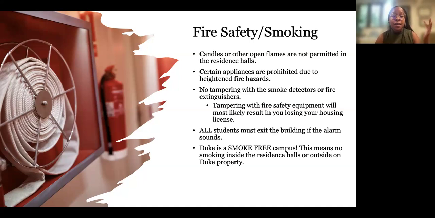If our students do not exit during those fire drills, we fail the fire drill and you have to have it again. So it's in the best interest of all of us to just exit the building when you hear a fire alarm because we don't know if it's a drill or if it's real, right?